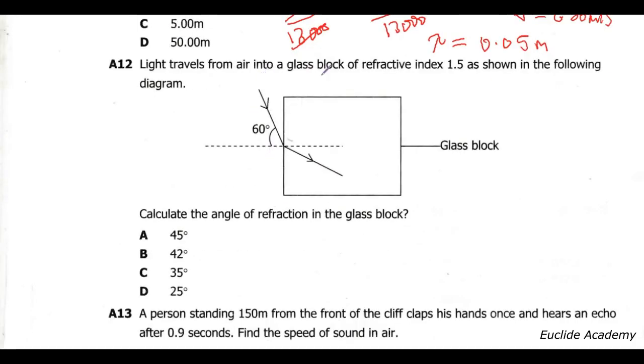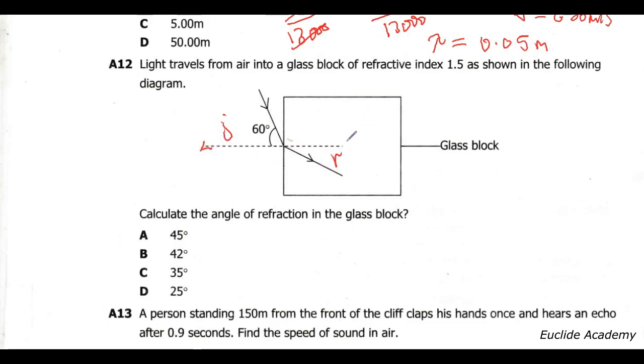12. A light travels from air into a glass block of refractive index 1.5 as shown in the diagram. So we have this and that. Calculate the angle of refraction in the glass block. So when we talk about the refraction of light, you've got the incident angle and the angle of refraction here. So angle of incidence here before it goes into the block, and then when it goes into the block, you've got the angle of refraction.